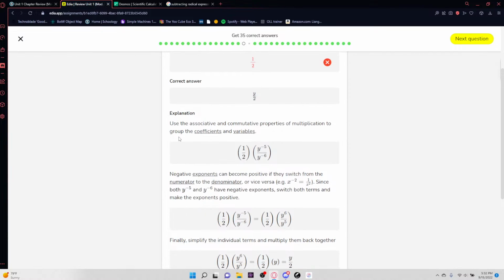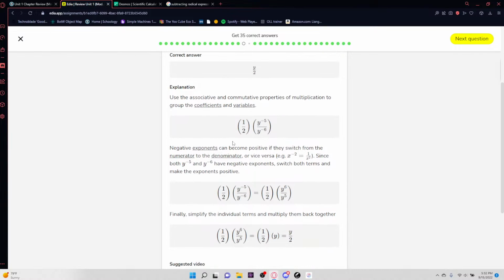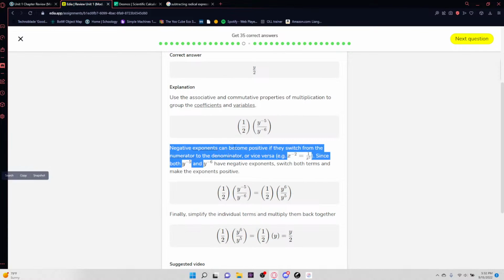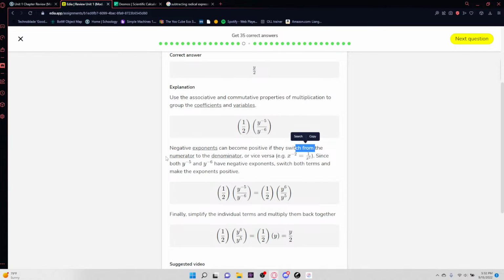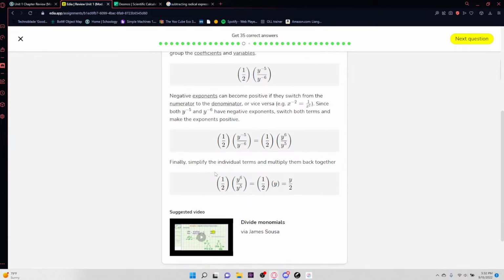Okay. Use the associative and commutative properties of multiplication to group the coefficients and variables. Okay. Negative exponents can become positive if they switch from the numerator to the denominator, or vice versa. Since both of them have negative exponents, switch the terms to make the exponents positive. Then simplify the individual terms and multiply them back together.